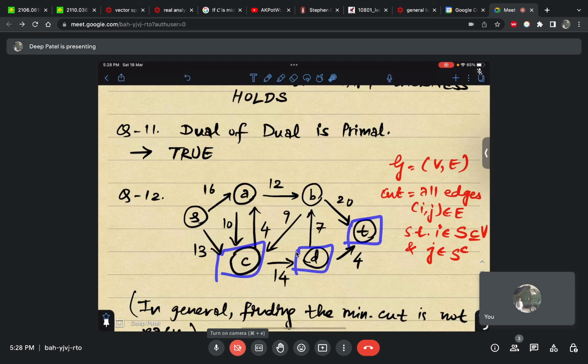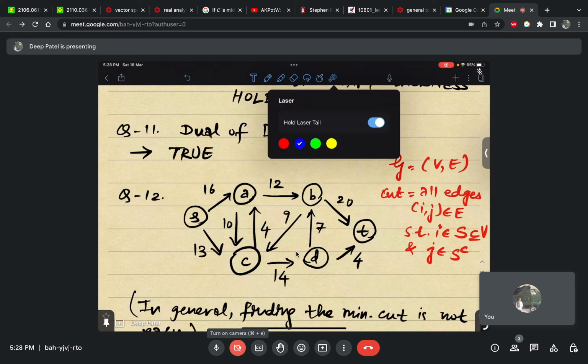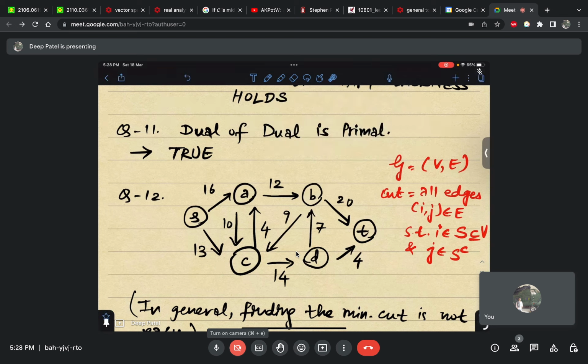Anyways, Deep, your pointer is not visible to me. I don't know for what reason. Yeah, now it's coming. There is a bandwidth issue, I think. Are you able to see now? Yeah, I'm able to see now. Previously not.